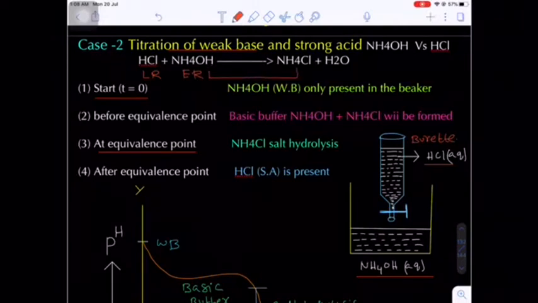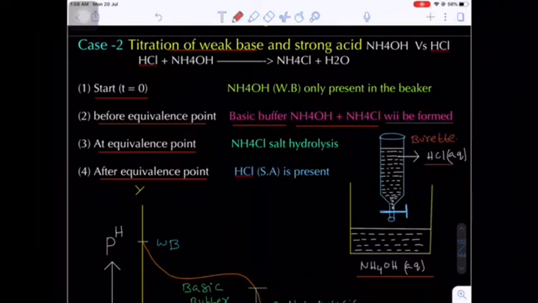So in the solution which components will be present? Obviously the weak base and its salt with the strong acid, that is ammonium chloride. The mixture of a weak base and its conjugate acid is referred to as what? Basic buffer. That means before the equivalence point you have a basic buffer solution in the beaker, a composition of NH4OH and NH4Cl. We know how to calculate the pH of a basic buffer with the help of the Henderson-Hasselbalch equation.